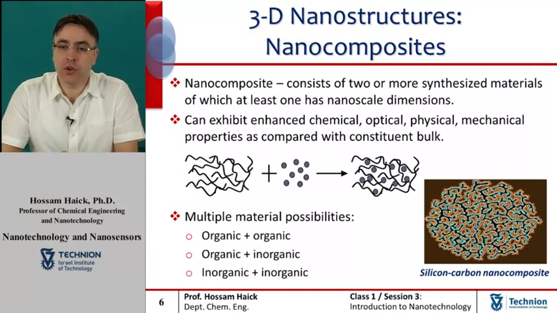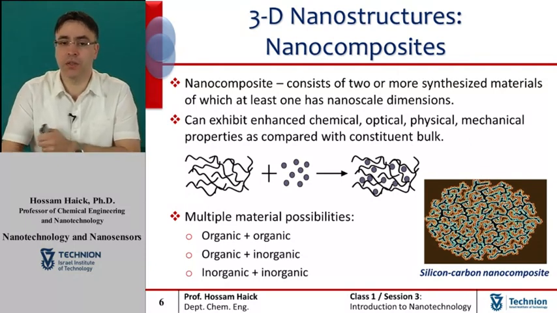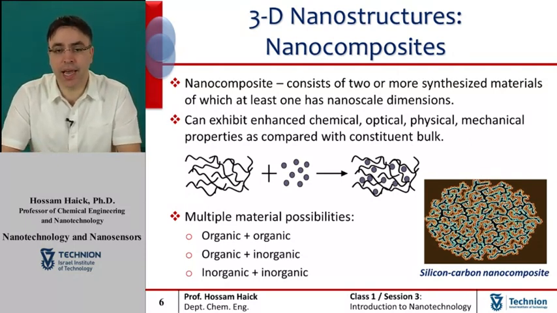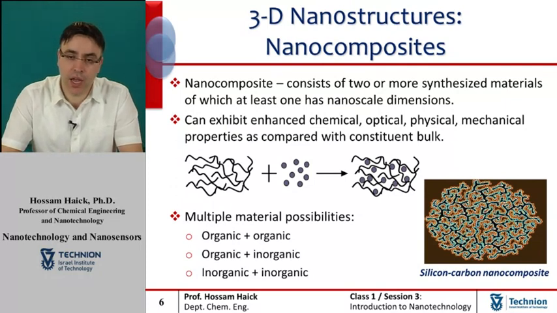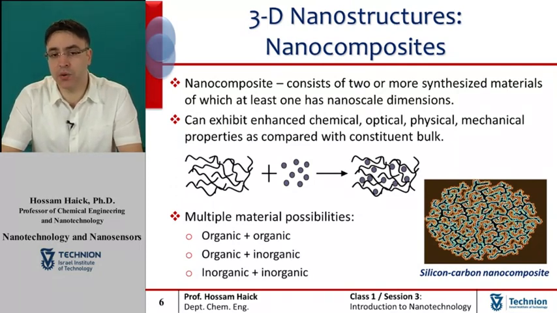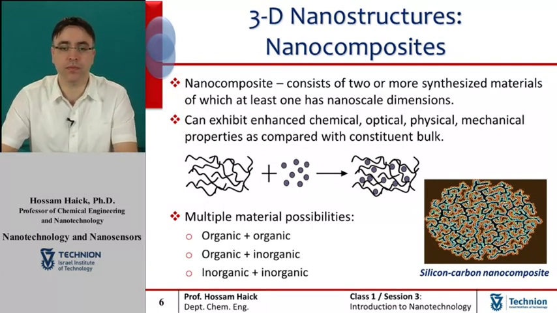Nanocomposites might include combinations of organic and organic materials. They also can include a combination of organic and inorganic materials, and finally, they can include a combination of inorganic and inorganic materials.